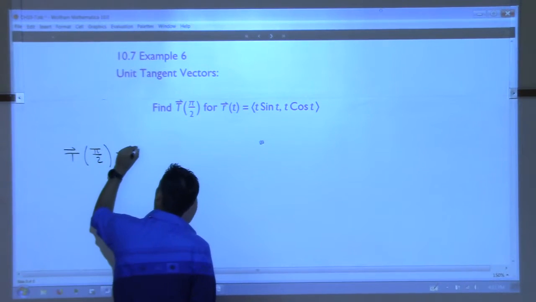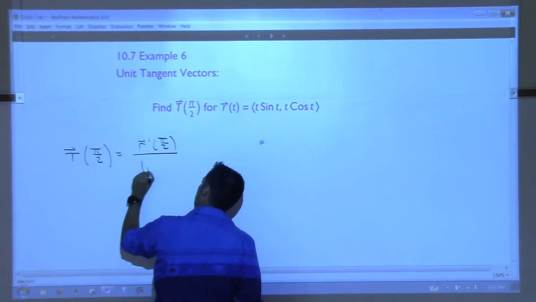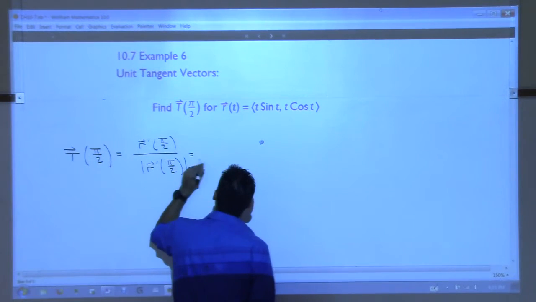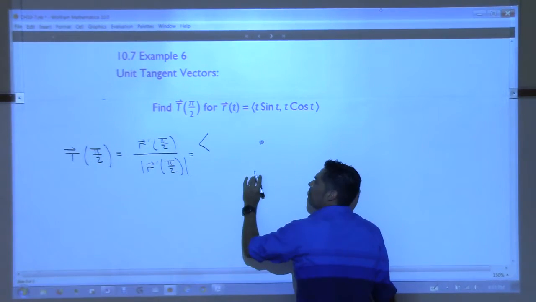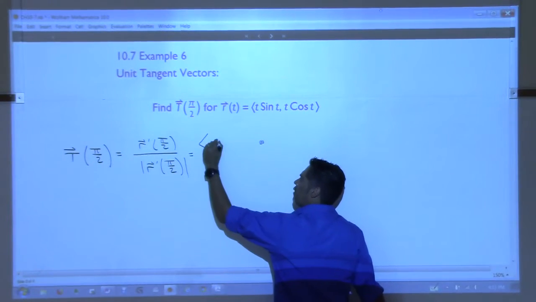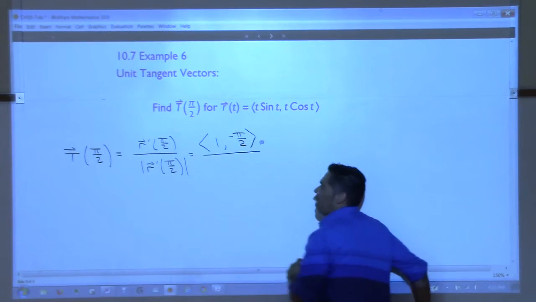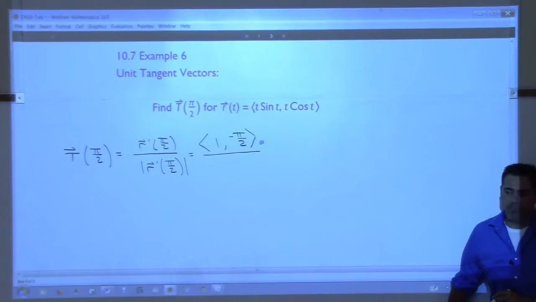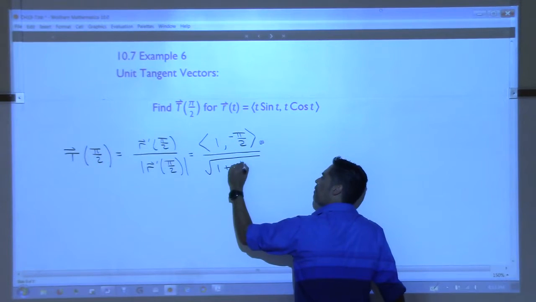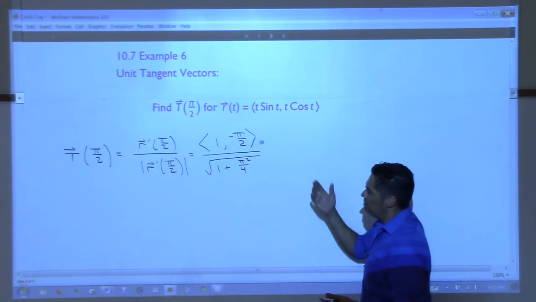Well, this by definition is r prime of pi over 2 divided by the magnitude of r prime of pi over 2. And what was r prime of pi over 2 again? Was it 1, negative pi over 2? Yes, okay, it was 1, negative pi over 2. And we want to divide that by its own length, which would be the square root of 1 plus pi squared over 4. So we just square that, add them together, take the square root.